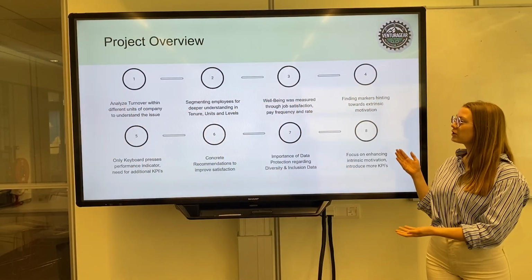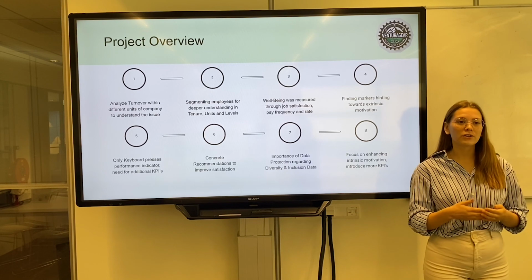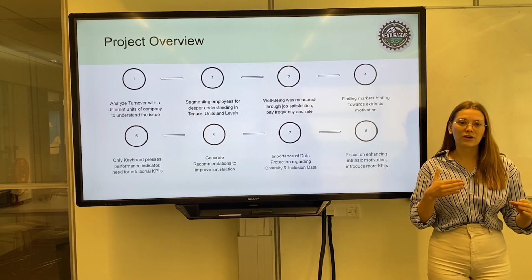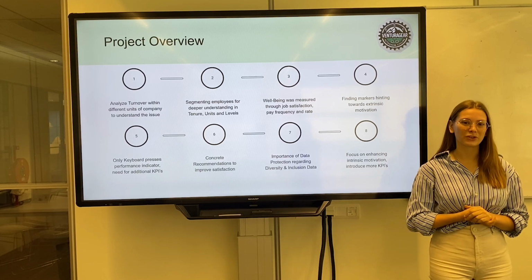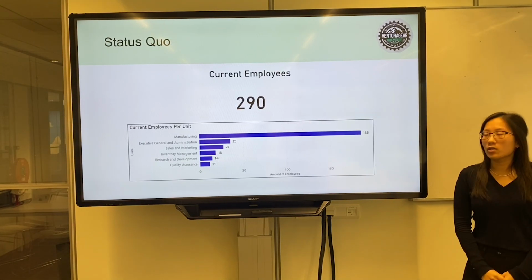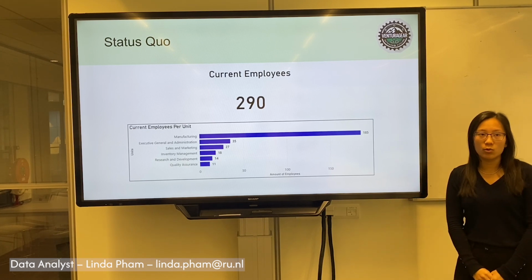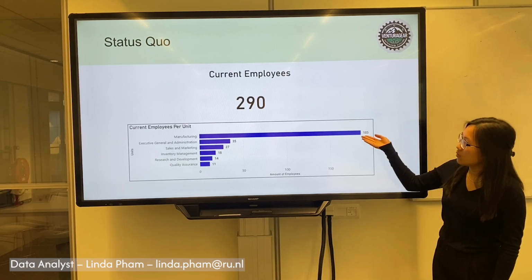First, I brought a project overview so you can follow our project plan and our project timeline better, and you can understand and link our individual steps to the overall project plan. So what is our status quo? Currently, there are 290 people employed at Ventura Gear, with most of them being in the manufacturing unit.